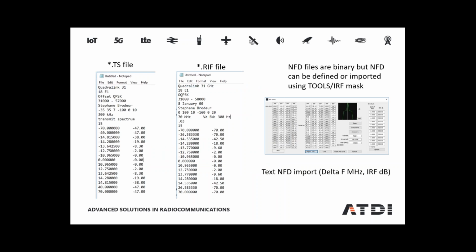Well, you can open them in Notepad, and here I've got a TS file and a RIF file that have been opened in Notepad, and you can see that the first sort of 5 or 6 lines is just general information. Obviously, you need to give it a name and some information. The important bits begin about halfway down where it says 15. So it says that there are 15 values in this file, or 15 values that need to be picked up.